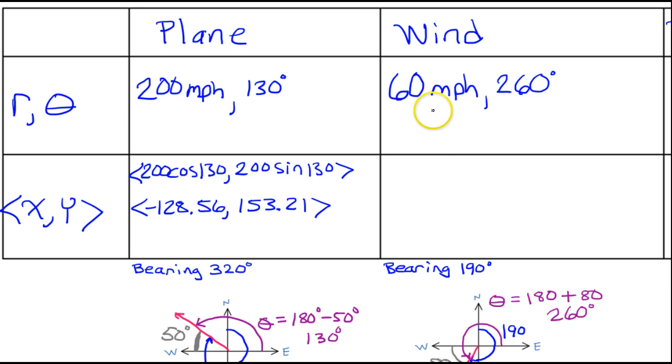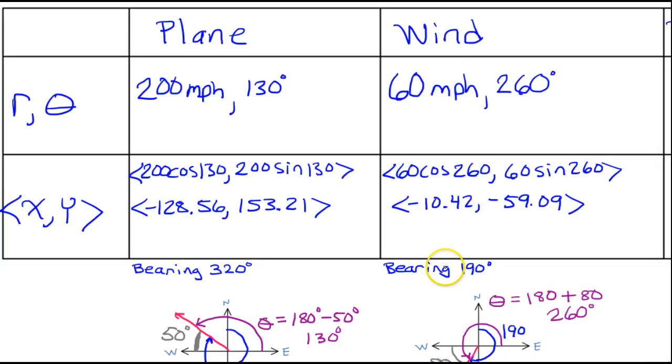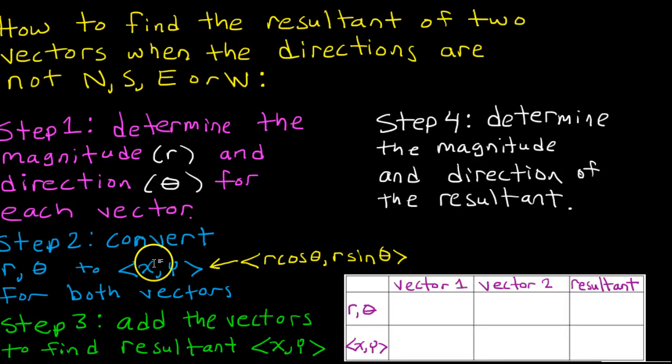Let's do the same thing for the wind. Again, r cosine theta for the wind is going to be 60 cosine 260. R sine theta is going to be 60 sine 260. Calculator. So we get negative 10.42 and negative 59.09. So there's the component form for the wind velocity. So that is it for step 2.